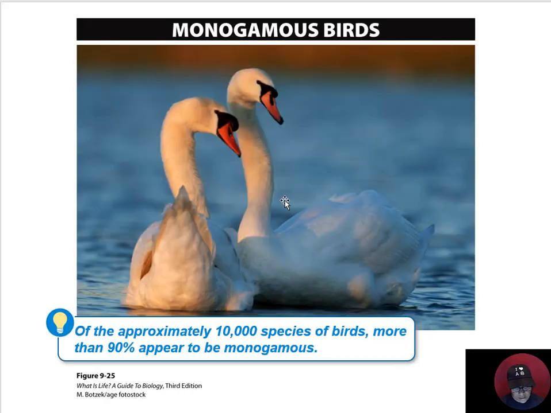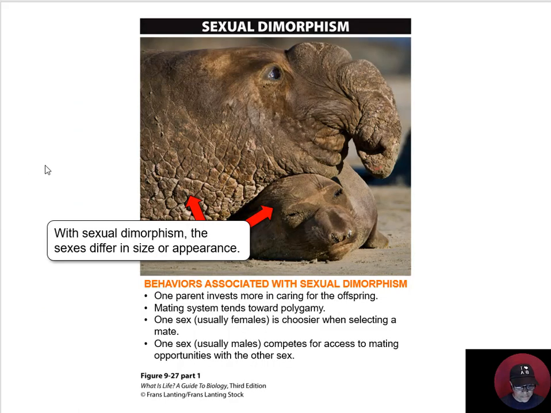When we look at monogamous birds, for example, there are approximately 10,000 species of birds that we know of on the planet, and more than 90% of them appear to be monogamous. There is something called sexual dimorphism, and with sexual dimorphism, the sexes differ in size or appearance. So here we have the male elephant seal. You can see that he is much larger than the female. He's got this huge proboscis, this huge nose, right?